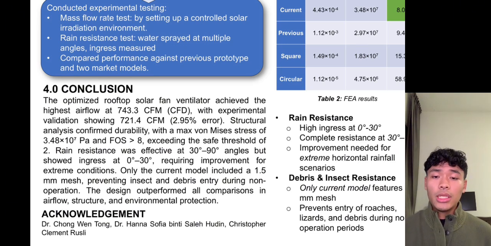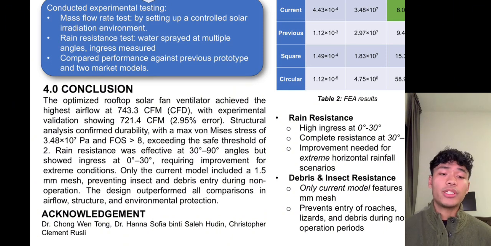So for the conclusion, the optimized ventilator achieved the highest airflow performance at 743.3 CFM, with experimental validation at 721.4 CFM. The simulation error was only 2.95%, confirming the reliability of the CFD approach. Structurally, the ventilator remained safe under both internal and external pressures, with all designs recording factors of safety above 8, and the rain resistance test showed good protection at common rainfall angles, while the inclusion of a protective mesh ensured reliable insect and debris resistance.